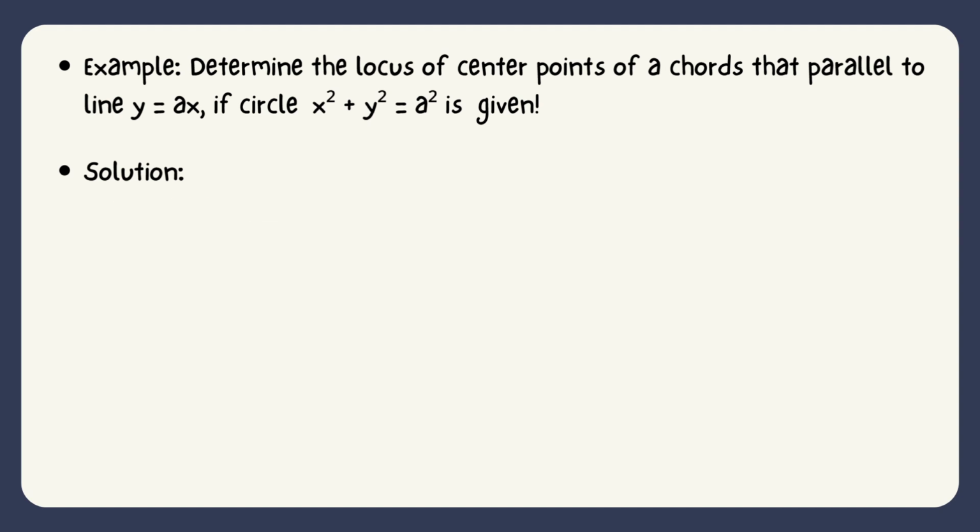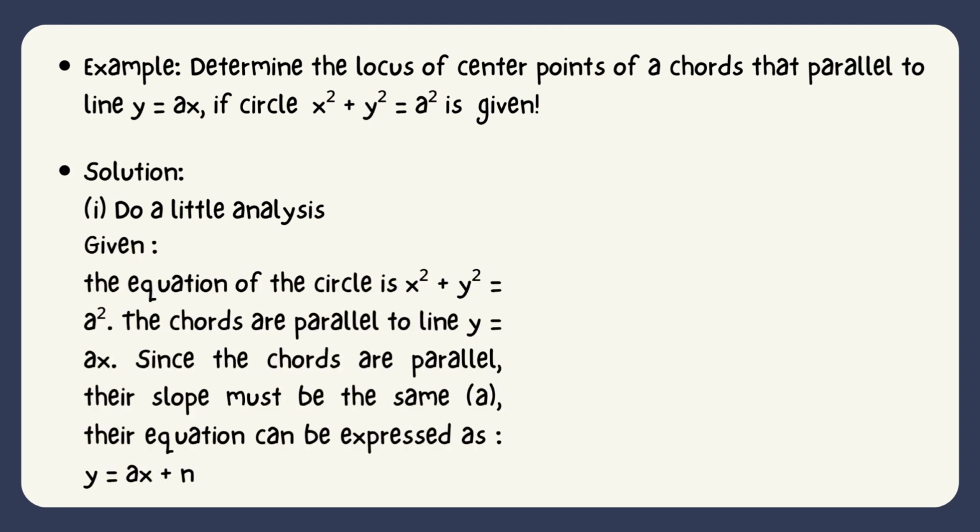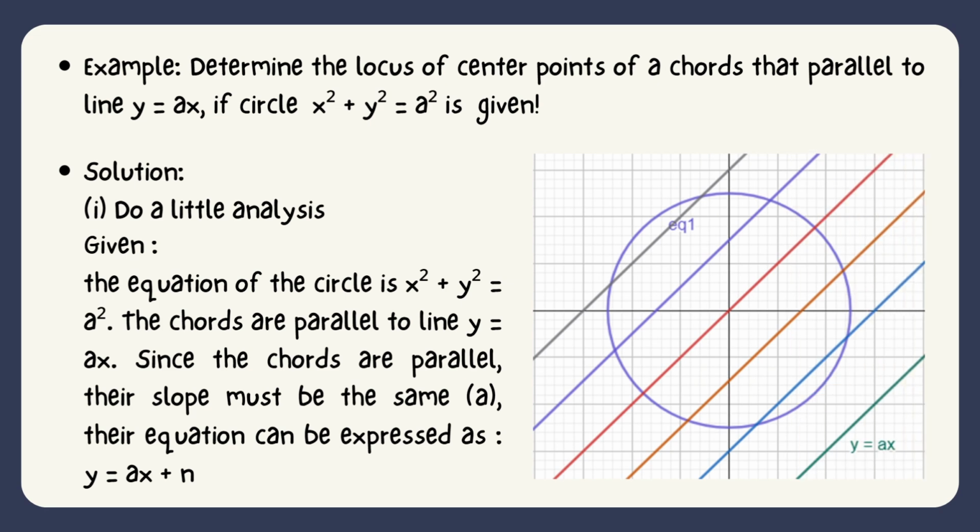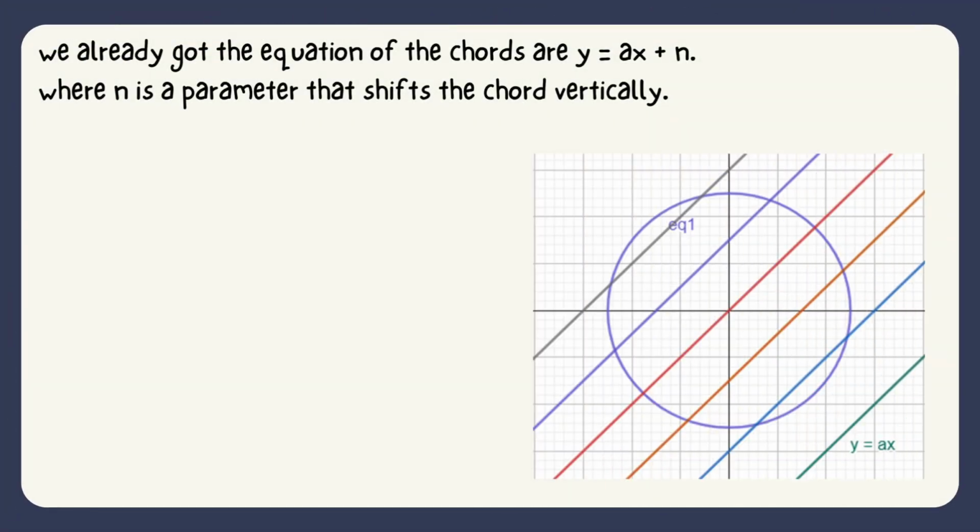Solution. First, do a little analysis. Given the equation of the circle x squared plus y squared equals a squared, the chords are parallel to the line y equals ax. Since the chords are parallel, their slope must be the same. Their equation can be expressed as y equals ax plus n. So we already got the equation of the chords: y equals ax plus n, where n is a parameter that shifts the chords vertically.